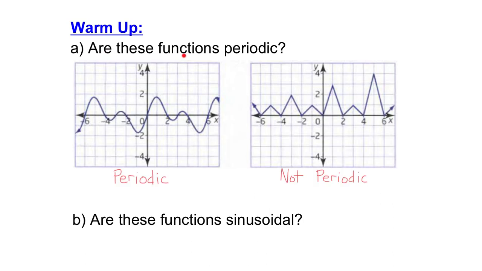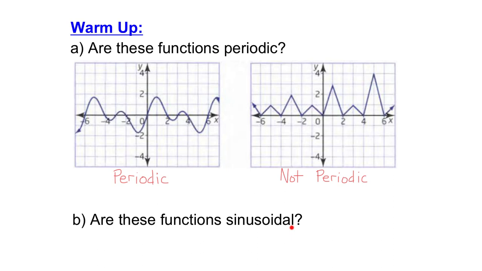So first off, are these functions periodic? This one is, whereas this one is not. This one has the exact same pattern repeating. So I can see here's one complete cycle from here to here, and that exact same cycle repeats from here to here. Whereas for this one, sure, it looks like I have something repeating, but it's not exactly the same. This part is smaller than this part. So from what I can tell, this is not a periodic function.